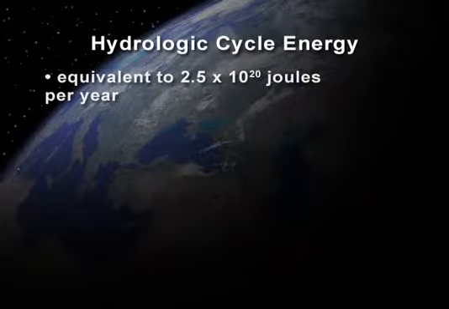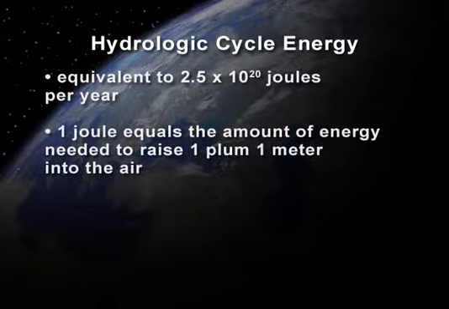Now, once that water's on land, which has a mean elevation of about 875 meters, a little bit less than a kilometer, that water flows down and converts the gravitational potential energy into the kinetic energy of flowing rivers, and then eventually into the energy of work, the friction, the work that water does shaping the Earth's surface. It turns out that amount of energy is equivalent to 2.5 times 10 to the 20 joules per year.